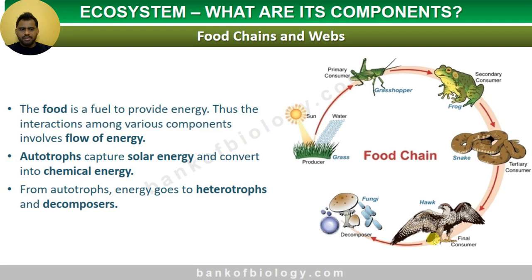Fine. Say this is the final consumer, the hawk. Hawk is the final consumer. If he dies, his body is decomposed, and the fungi and the mushroom and all will decompose his body. So from autotrophs, energy goes to heterotrophs, and then from heterotrophs it goes to decomposers, since they decompose the body of the heterotroph. Okay. Fine. I hope it is clear till here.